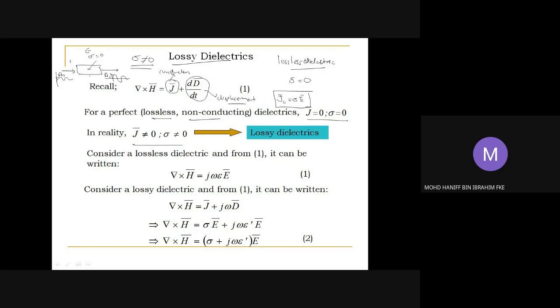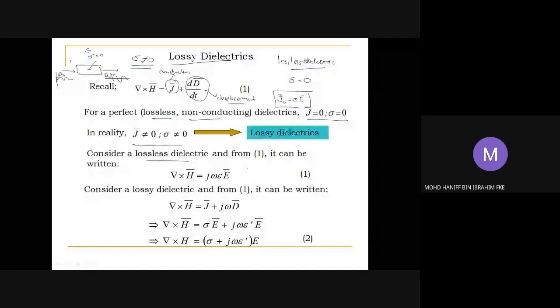But when we have a lossy medium, what will happen? Okay, so we're going to discuss this issue, starting with this equation here. This is the equation related to the lossy dielectric. We have agreed that for the case of lossless medium, we have the curl of H equals to the dD/dt. Okay, so this is the equation.